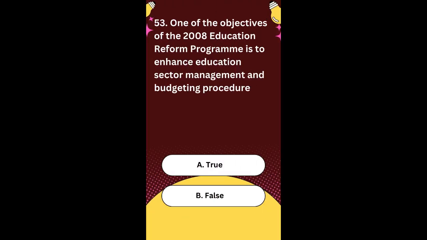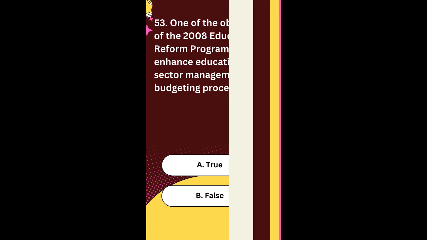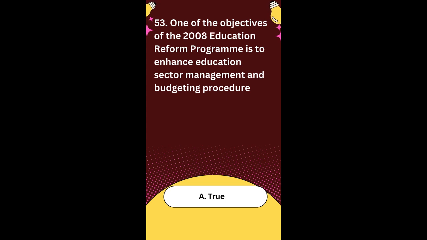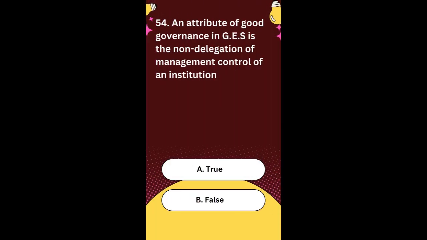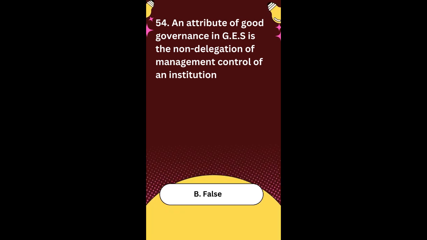53. One of the objectives of the 2008 Education Reform Program is to enhance education sector management and budgeting procedure. The answer is true. 54. An attribute of good governance in GES is the non-delegation of management control of an institution. The answer is false.